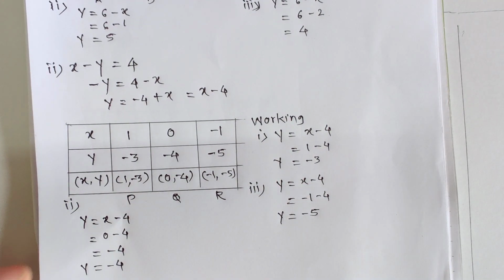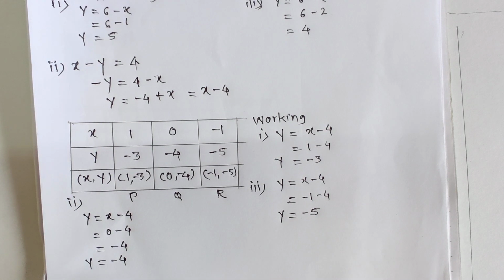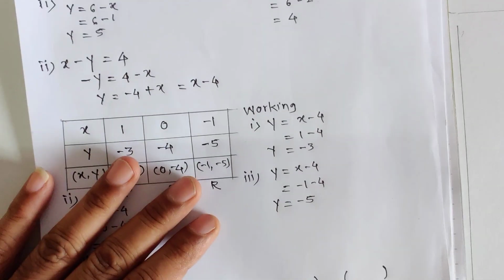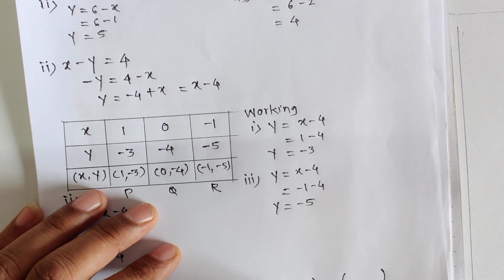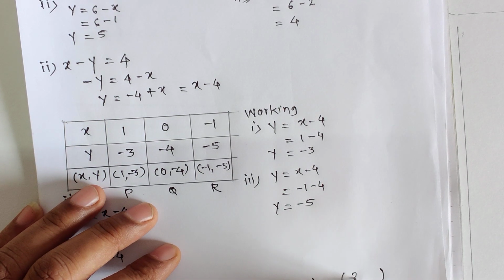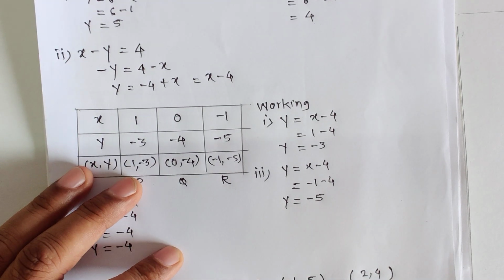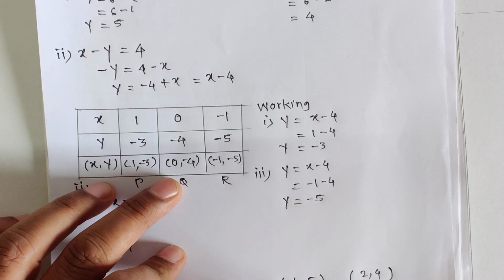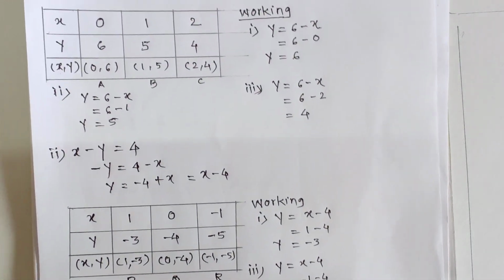Now here we get the coordinates of points for equation 1 and equation 2. Points for x plus y is equal to 6: the points of the first equation are (0, 6), that is the first point A, (1, 5), the second point, and (2, 4). These are the coordinates of the points of the first equation. Second equation: (1, -3), (0, -4), and (-1, -5). So is it clear?